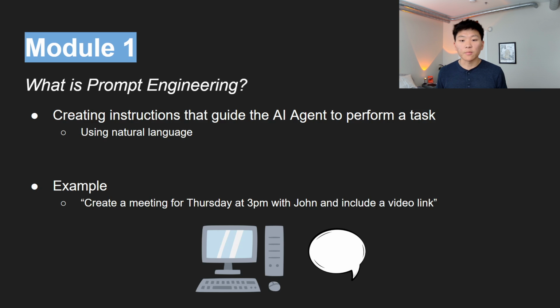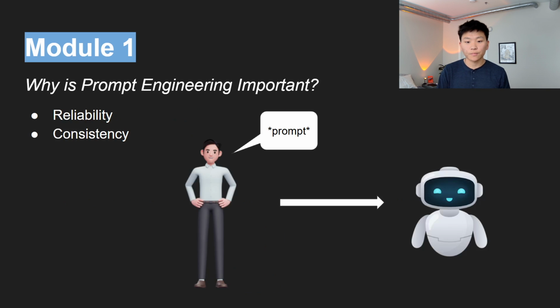So here's a simple example. Let's say you're using an AI to help with scheduling. A clear prompt might be something like, create a meeting for Thursday at 3 p.m. with John and include a video link. That prompt is very specific, it's very actionable, and it leaves almost no room for misunderstanding.